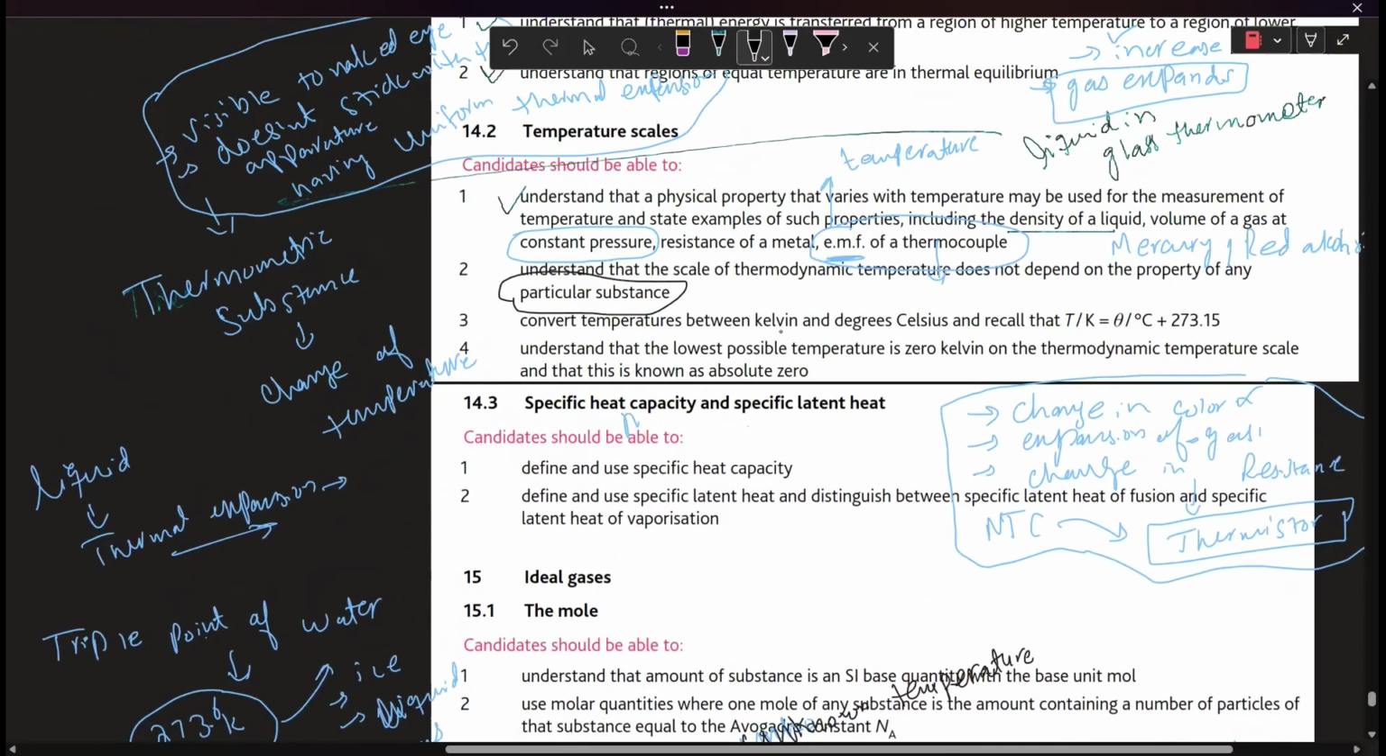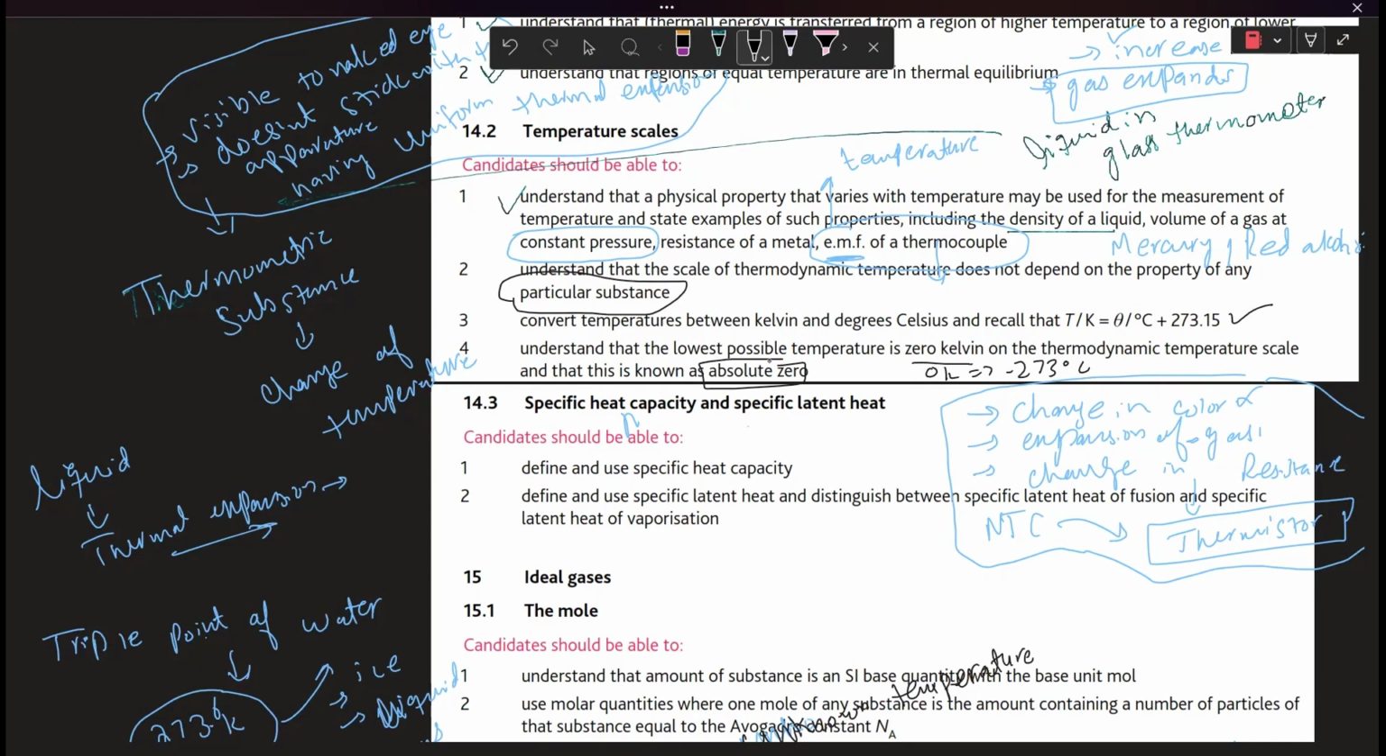Then I convert the temperature between Kelvin and degree C. The formula is given right in front of you. We are familiar with how to do that. Understand that the lowest possible temperature is 0 Kelvin on thermodynamic scale. This is given as 0 Kelvin equals minus 273 degrees C, and this is known as absolute zero. How do we define absolute zero? Generally, it is the point at which the kinetic motion of the particles becomes almost zero.